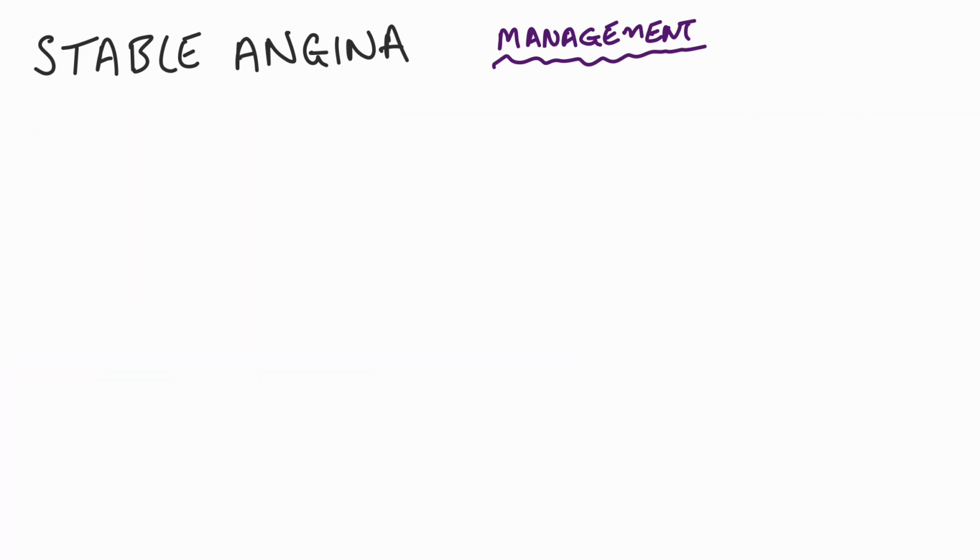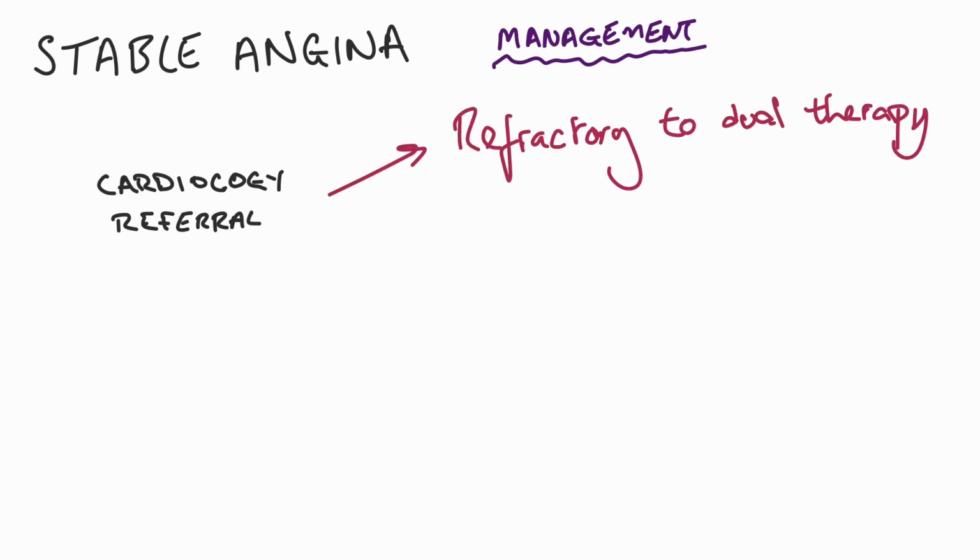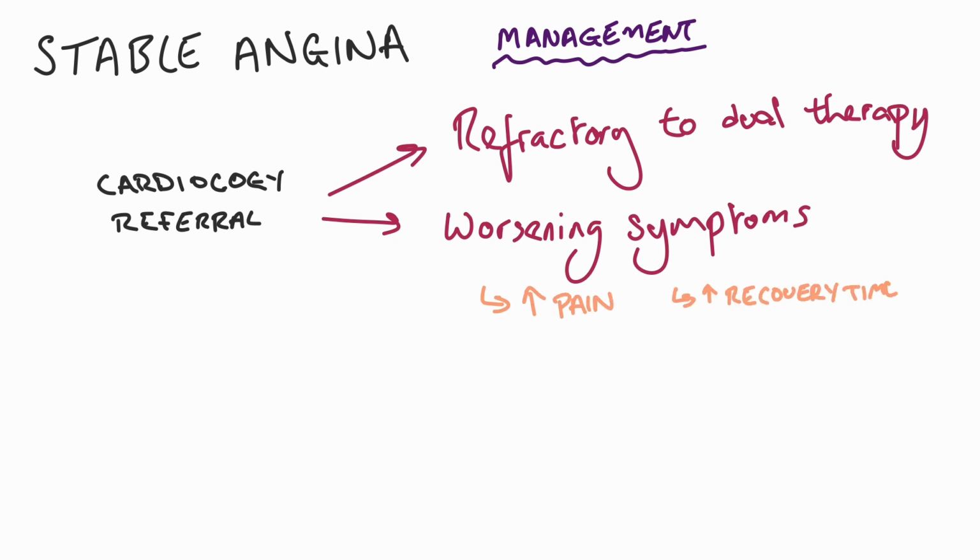So when should patients be referred to the cardiology team? As mentioned, if symptoms are refractory to dual therapy, or if symptoms appear to be progressing towards unstable angina in a rapid fashion. This means either the severity of the chest pain is worsening, or if the length of recovery after rest or GTN spray is becoming longer.